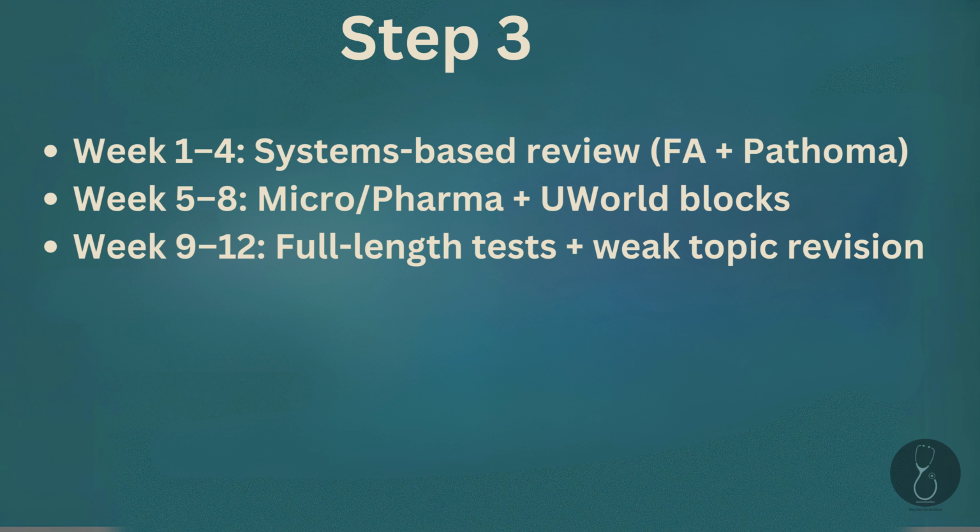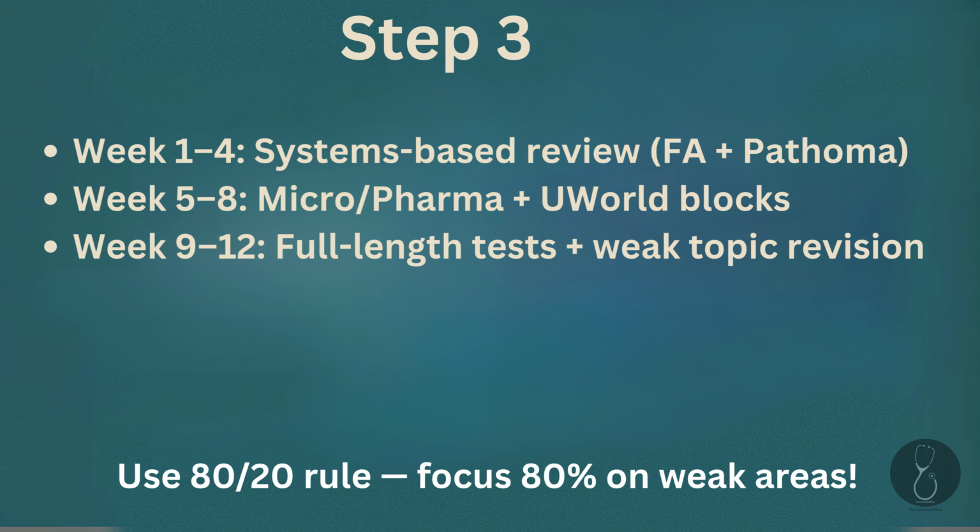Systems-based review. FA plus Pathoma. Week 5 to 8. Micro, pharma plus UWorld blocks. Week 9 to 12. Full-length tests plus weak topic revision. Use the 80-20 rule. Focus 80% on weak areas.